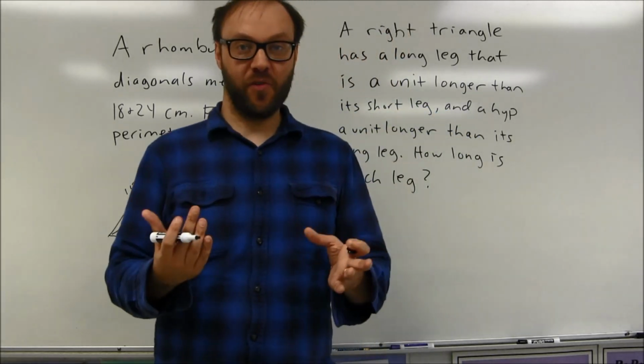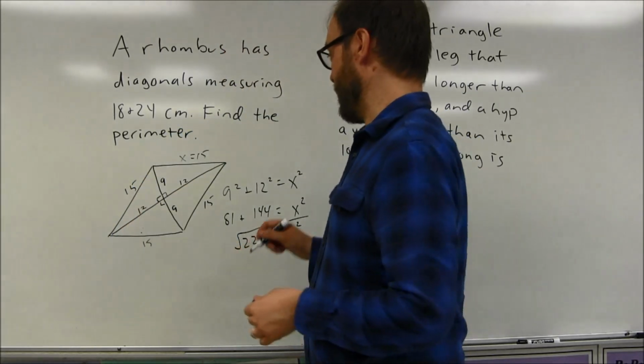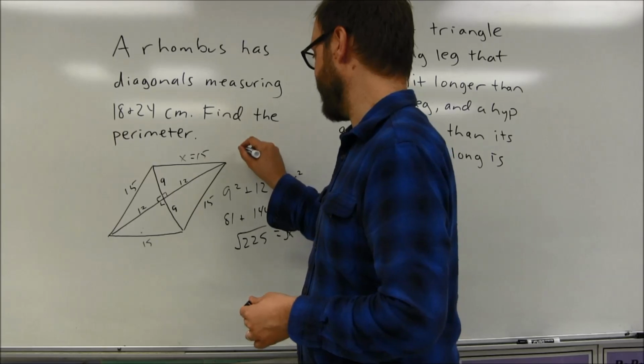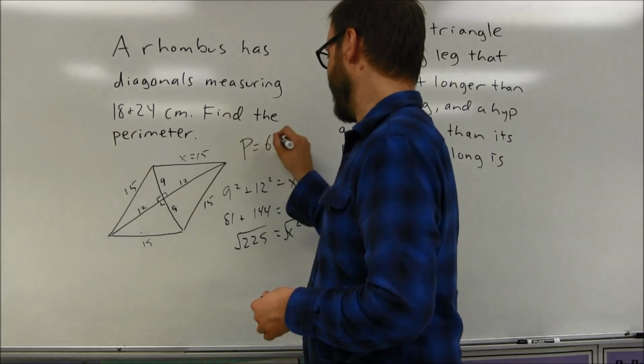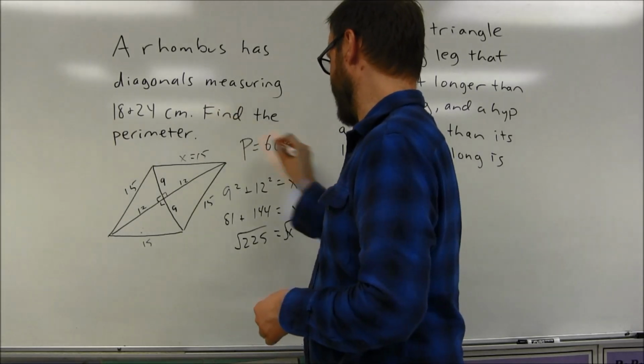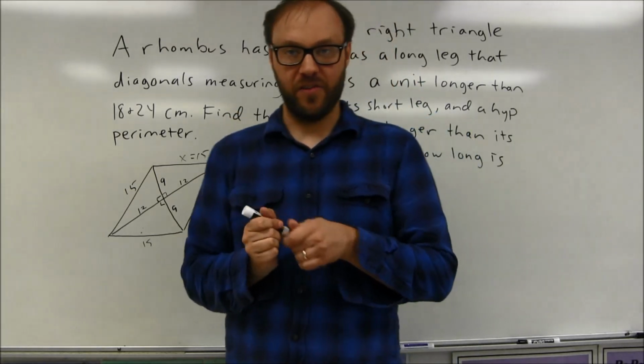Go back, check the original question. The original question asked me to find the perimeter. So we've got 4 side lengths of 15. That means the perimeter is going to be 60 centimeters. Don't forget the units if you're given units in the question.